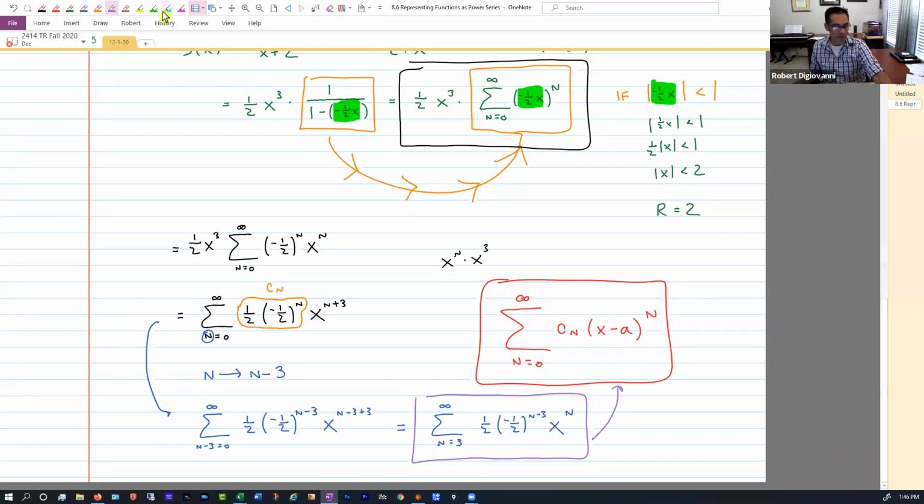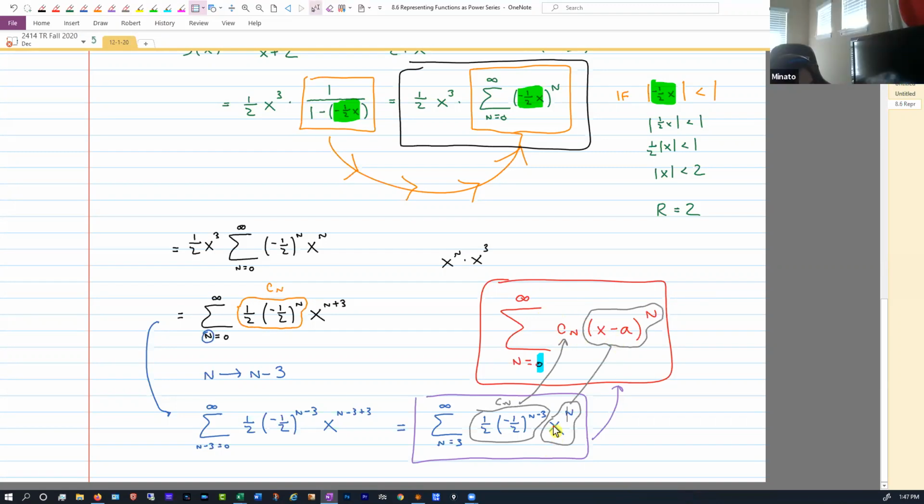There we go. And now we have a power series that looks like this, with the exception of where we start, right? We don't start at 0, but that's okay. Your power series can start wherever. Just to make it look like this form, we have a c sub n. Here's our c sub n. That matches this. And then this right here matches up with this thing. So what's a here? 0. Okay, so this is a power series centered at 0.